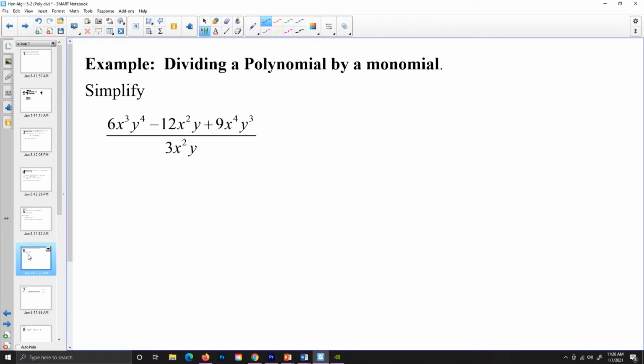My first example is we're going to divide a polynomial by a monomial, and we want to simplify this. Before we can simplify this thing, let's review a property of fractions.